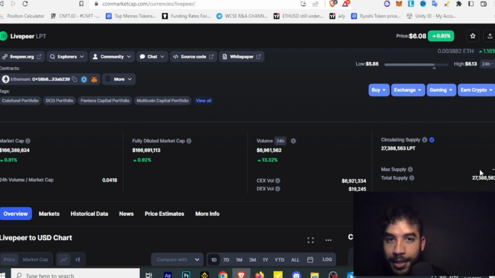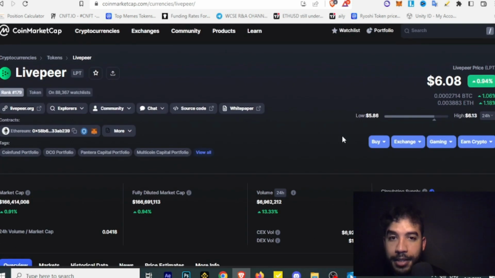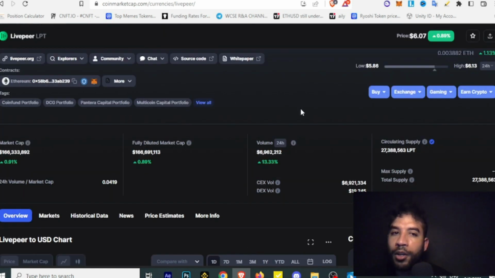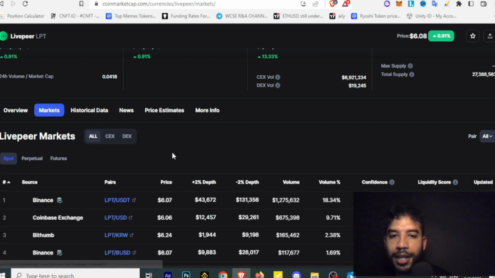Right off the bat, this is a red flag when we don't see a max supply, but it does not mean we can fully discard this coin, because some big projects also don't have a max supply mentioned, or they don't have a cap on their supply. One of them is Ethereum, which doesn't have a max supply and still made it to the top. But for a coin that we don't know anything about and that doesn't have a max supply, that's not a good thing. The markets, so here in markets, we can see where we can buy this coin.